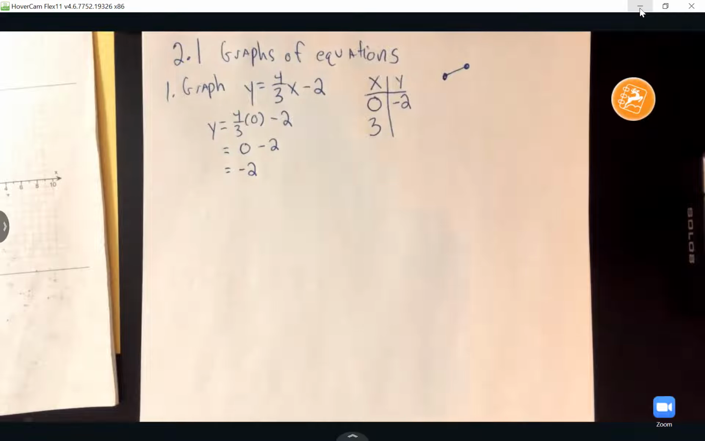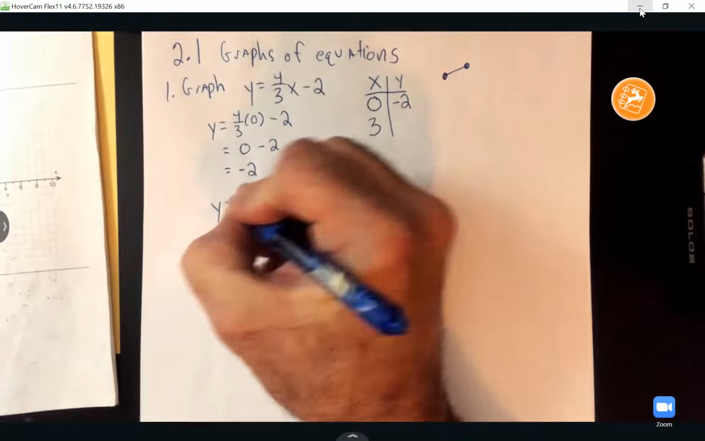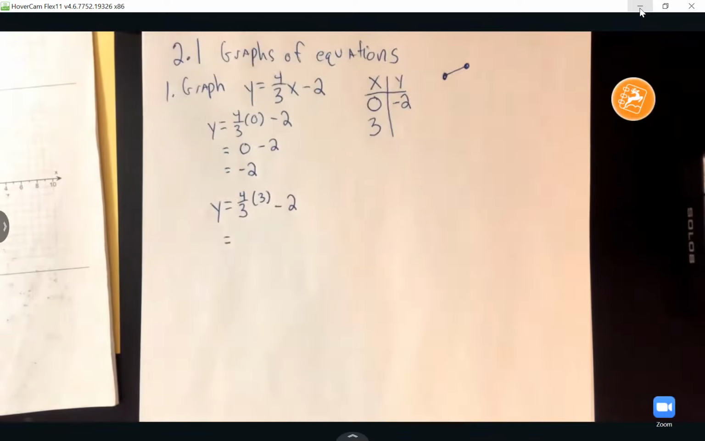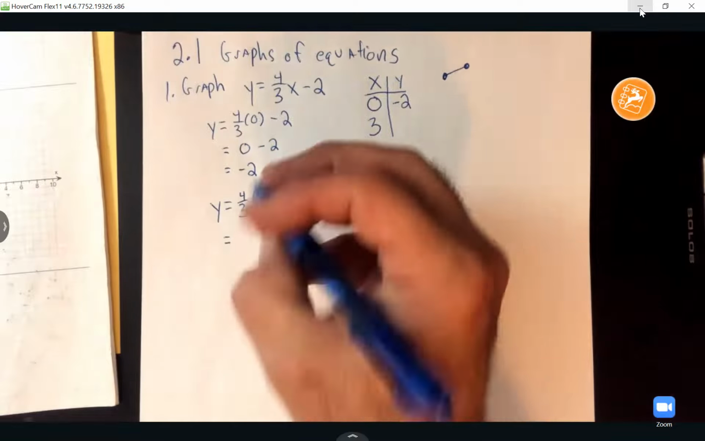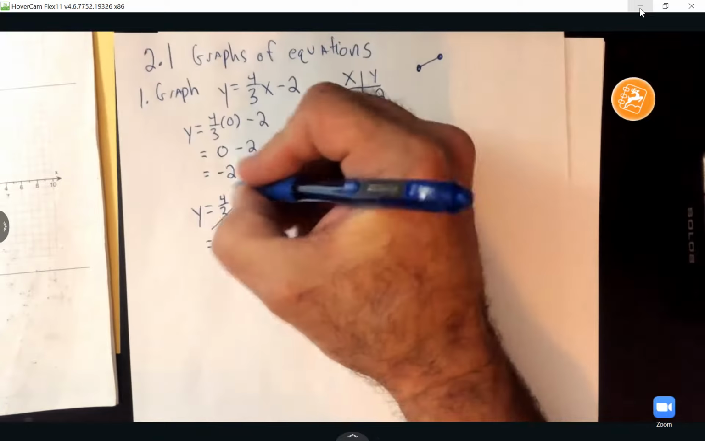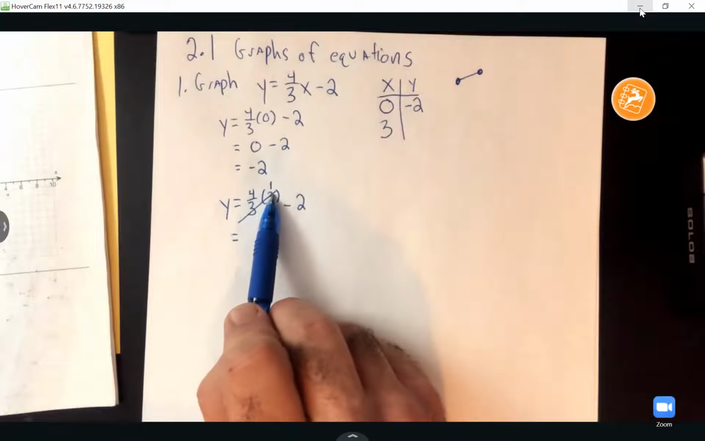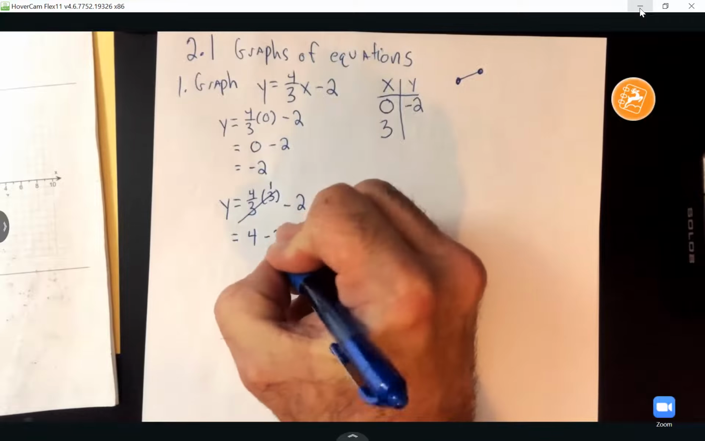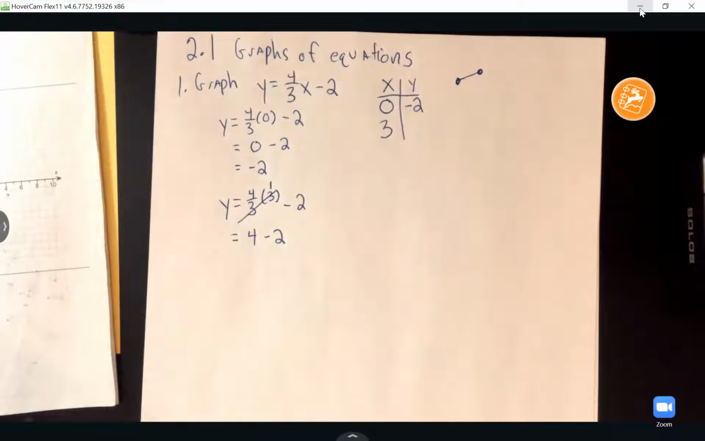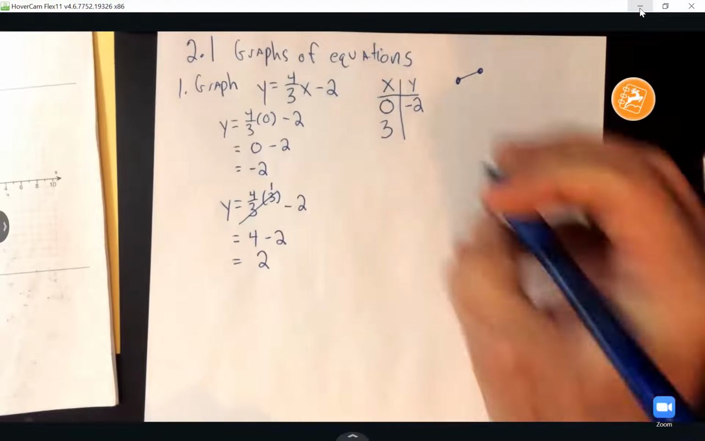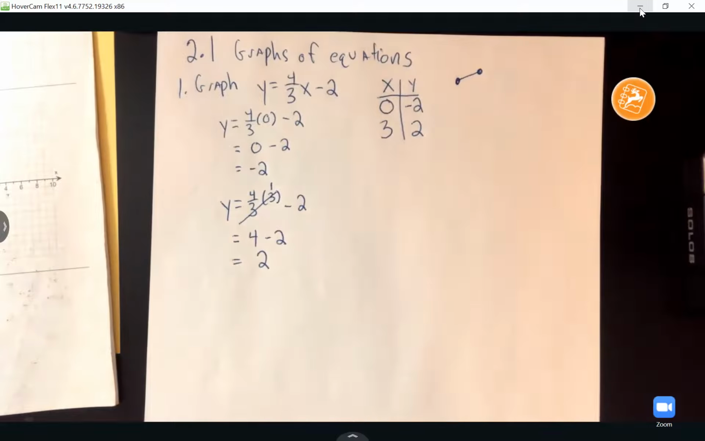So let's plug in the 3. When you plug in a 3, you get Y equals 4/3 times 3 minus 2. So when I multiply 4/3 times 3, what's going to happen? These 3s cancel each other out and make that a 1. Right? 3 divided by 3 is 1. So what that gives me is 4 times 1, which is 4, minus my 2. All right, now let's see, 4 minus 2 gives me a positive 2. So when x is 3, y is a positive 2.